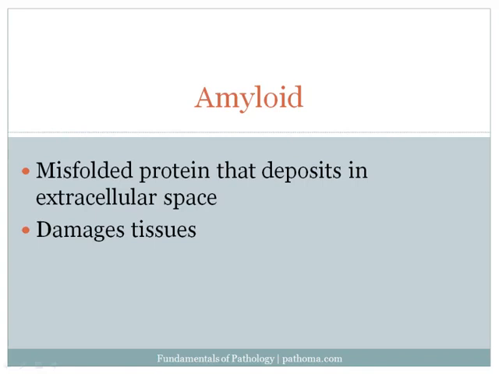Now, before we can go further, we actually need to define what amyloid is. So amyloid is a misfolded protein, that's important, that deposits in the extracellular space. That's actually very important as well. So it is a misfolded protein, and it deposits outside of the cell in the extracellular space. And it's this deposition in the extracellular space that eventually results in damage to tissues. So cells become injured and the tissues become damaged.